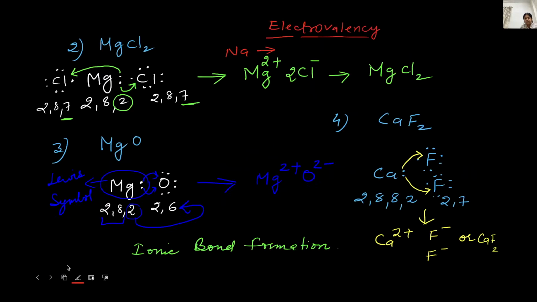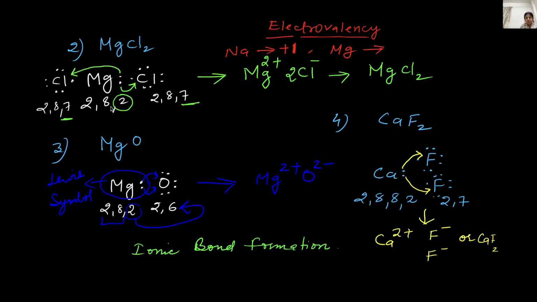So, can we write down here that the electrovalency of sodium atom is +1 because it loses one electron? Yes, okay. Now, write down the electrovalency of magnesium atom. How can you write down the electrovalency of magnesium atom?